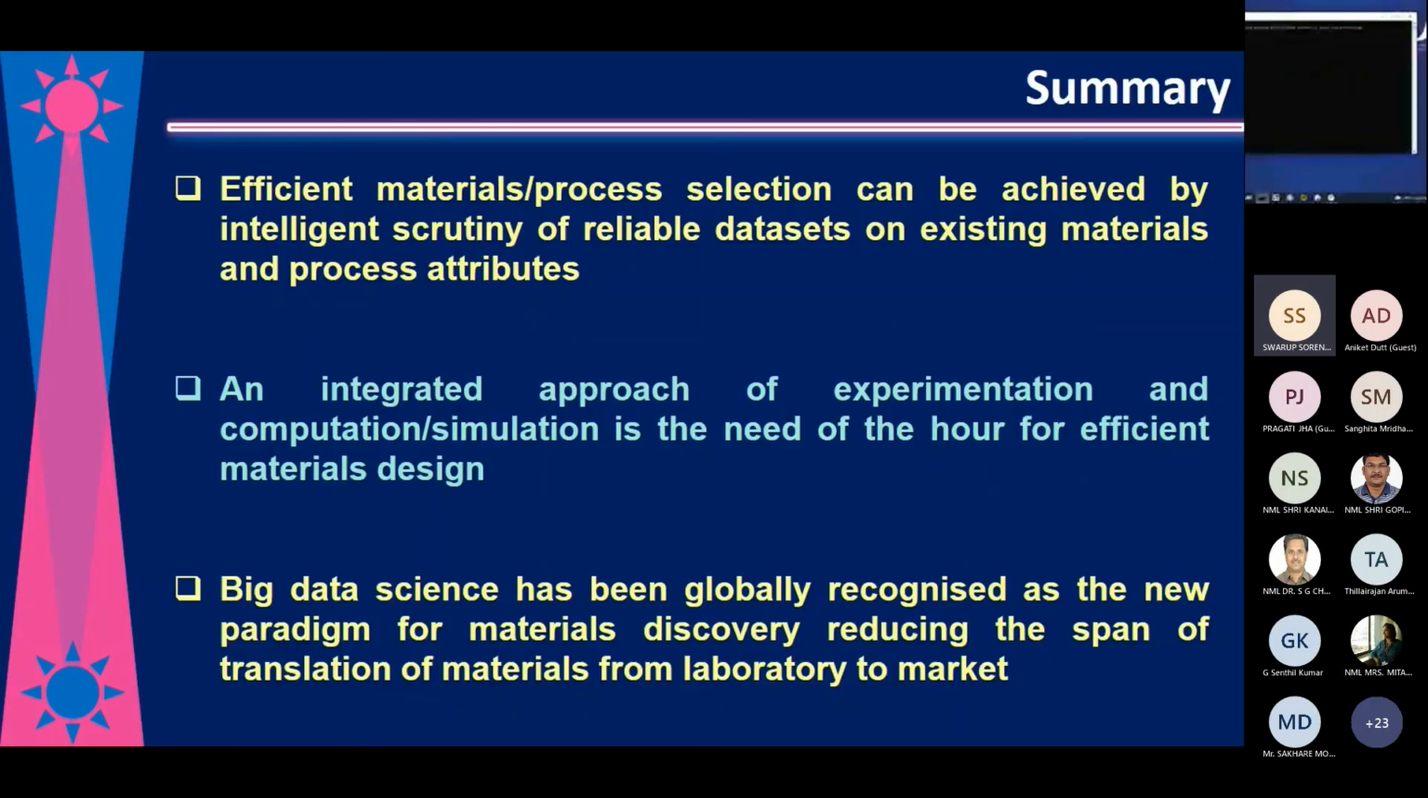And to summarize all these things, we can say that efficient materials and process selection can be achieved by intelligent scrutiny of reliable datasets on existing materials and process attributes. An integrated approach of experimentation and computation or simulation is a need of the hour for efficient materials design. And big data science has been globally recognized as a new paradigm for materials discovery, reducing the span of translation of materials from laboratory to market.